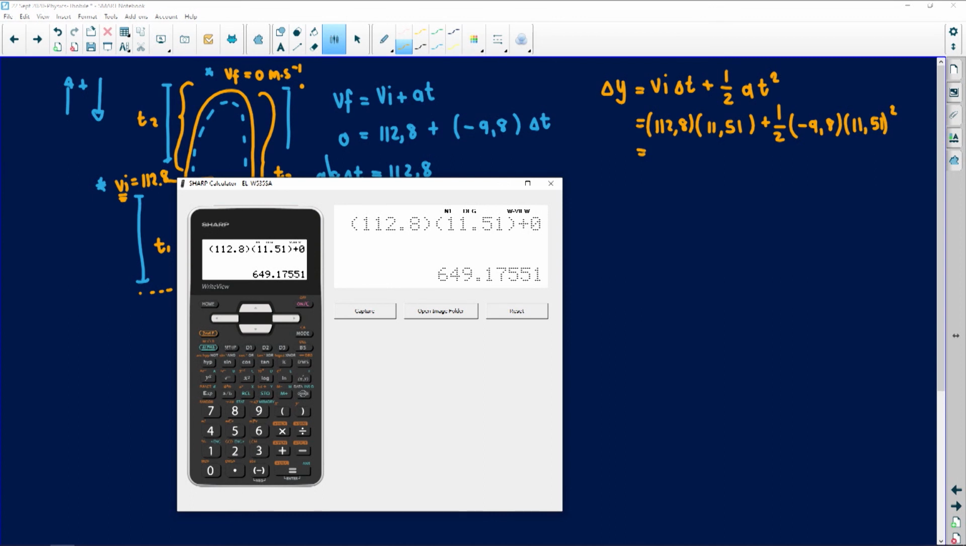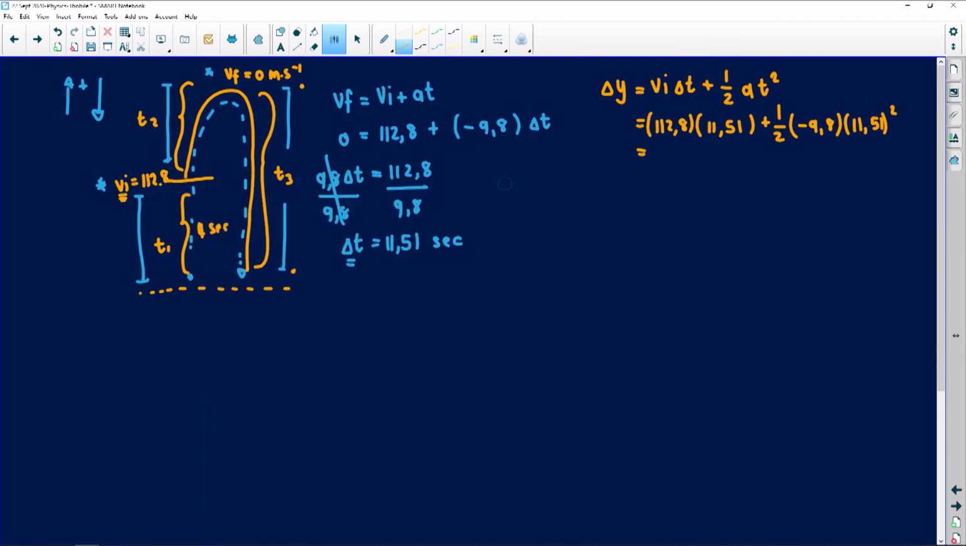649.7. The 5 will change the 7 to an 8. Remember, it's a number 5 or greater. So here I'm going to have 649.18. The SI unit for distance is meters. But now we're not done.